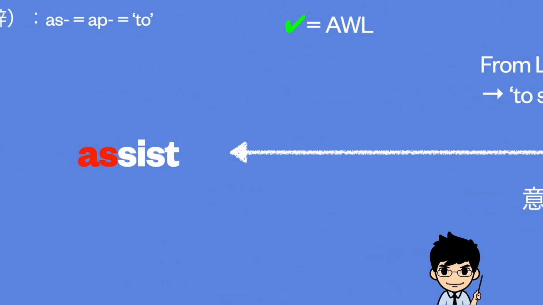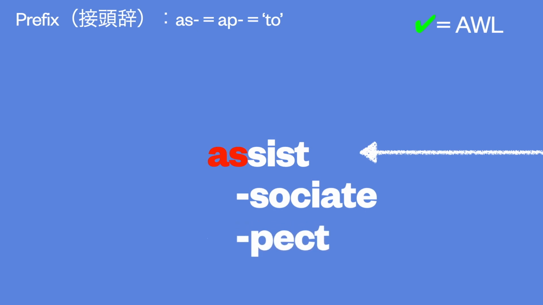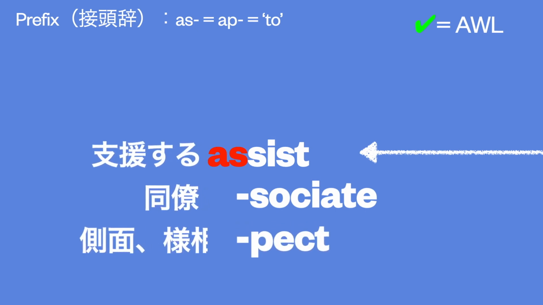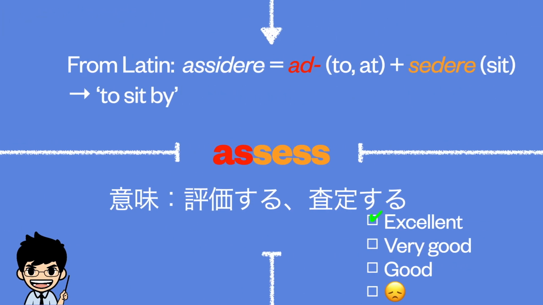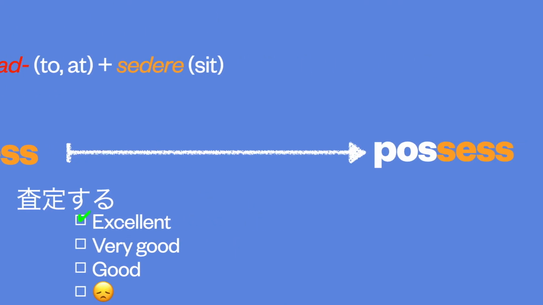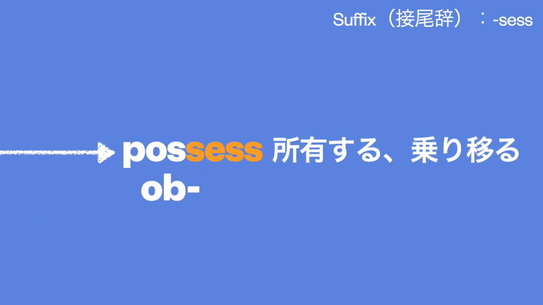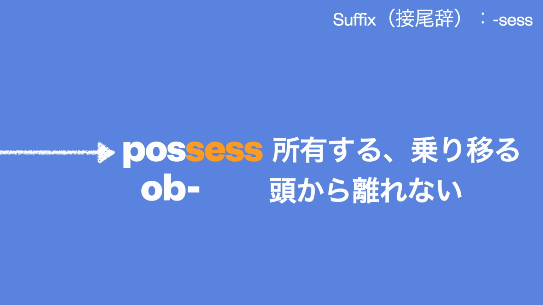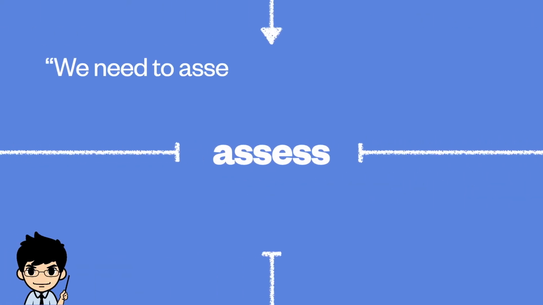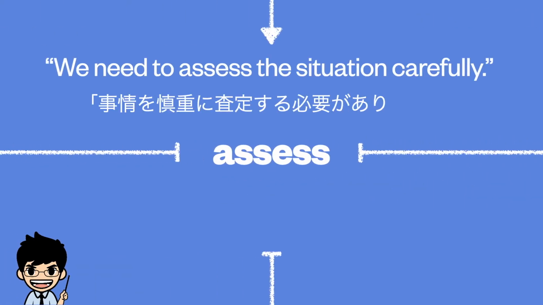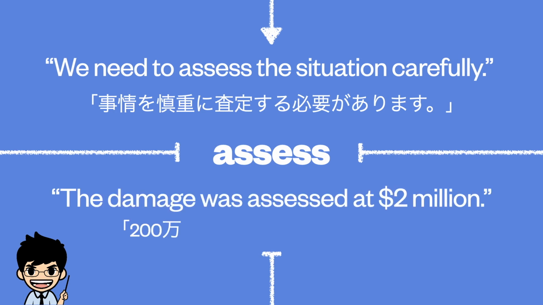I chose 3 words with the same prefix: assist, associate, and aspect. Assist and aspect are also in the AWL. In the right corner, we have other words with the same suffix. We have possess and obsess. Your personal possessions are your belongings, and if you are obsessed with something, it means you are thinking about it all the time. For example, if you love movies, you can say, "I am obsessed with movies." Here are a couple of sentences. We need to assess the situation carefully. The damage was assessed at $2 million.